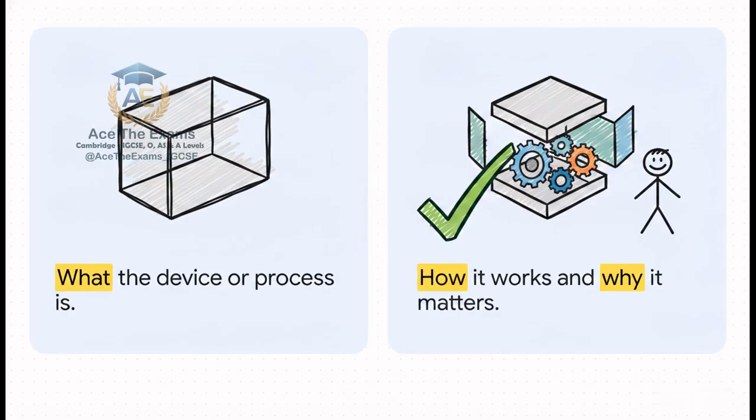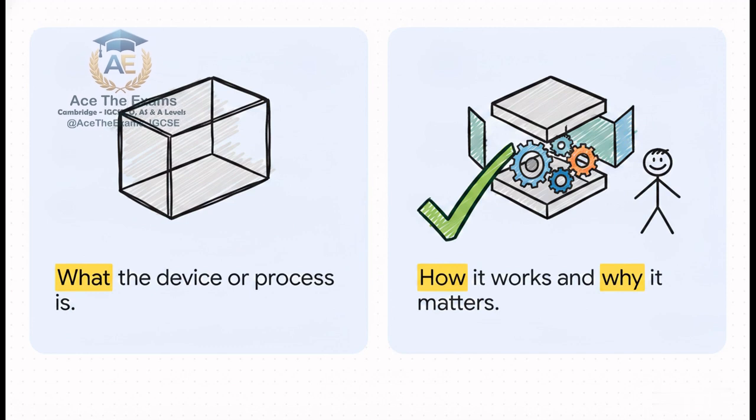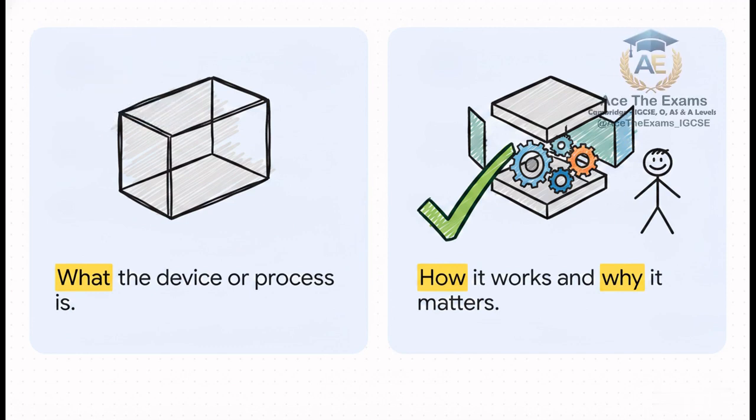Listen to this rewritten answer. Hexadecimal is used for MAC addresses, that's our point, because it compresses 48-bit binary numbers into 12 characters, that's our evidence, making it much easier for network technicians to read and configure without making human errors, that's our explanation, thus significantly improving network setup efficiency.